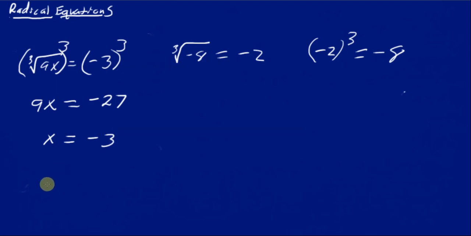We need to check that. So cube root of 9 times a negative 3, that's negative 27. Cube root of negative 27 is negative 3, and that's what it's supposed to equal, and it checks.